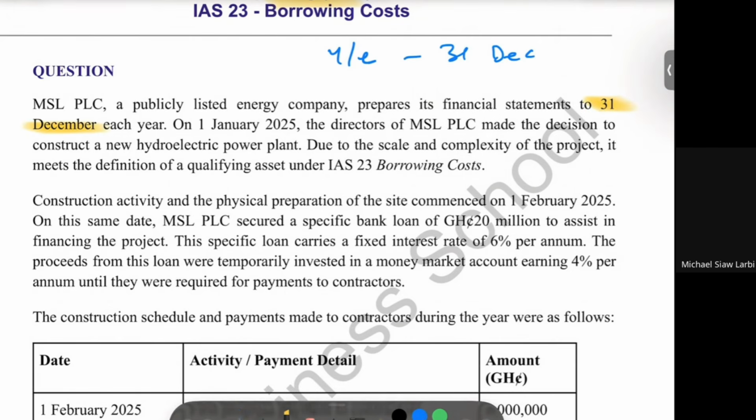On 1st January 2025, directors made the decision to construct a new hydroelectric power plant, okay? Due to the scale and complexity of the project, it meets the definition of a qualifying asset under IAS 23. So under IAS 23, a qualifying asset is one that takes a substantial period of time to get ready for its intended use or sale, right? And for such qualifying assets, eligible borrowing costs can be capitalized as part of the cost of those assets.